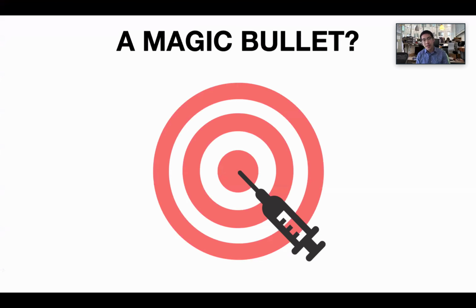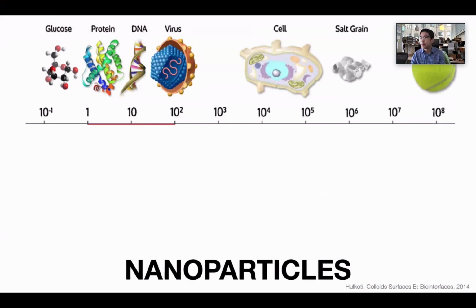And the first inklings of this started to come out in the 80s and the 90s in the form of nanoparticles. And so what are nanoparticles, right? And I just want to share with you a little bit of intuition here. We've got a size scale here, right? On the order of 10 to the negative 1 to 10 to the 8 nanometers, right? We've got tennis balls at 10 to the 8. This is roughly 5 to 10 centimeters.